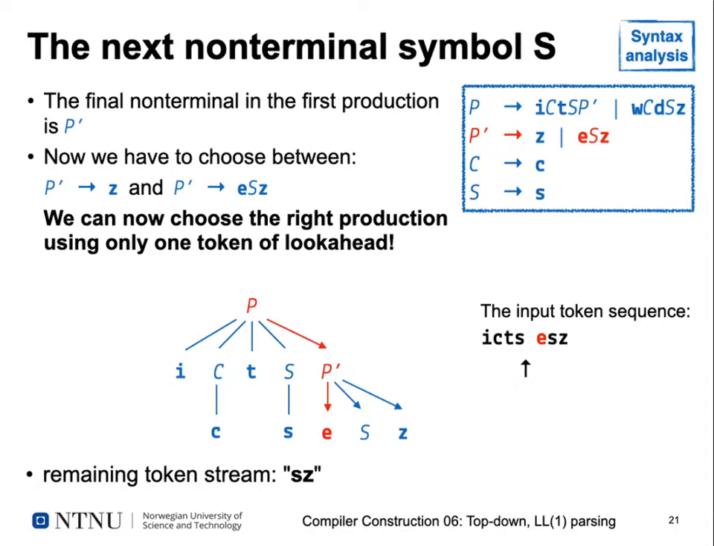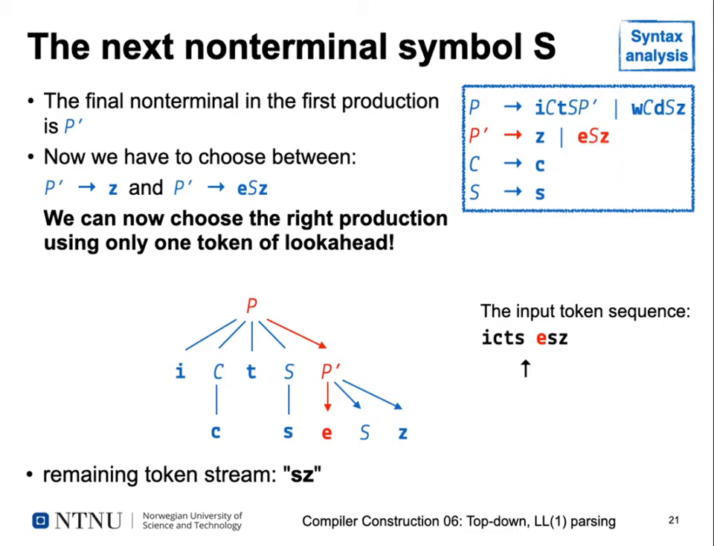The final non-terminal in our first production now is P prime. So now we have to resolve P prime, and we have two choices. P prime can either resolve to a Z or to the sequence E, non-terminal symbol S, and the Z at the end. So now we need to check what's going on. Our next input token in our sequence is an E. If we look at both possible productions for P prime, the first one would have a Z at the beginning, so that doesn't work. The second one has an E at the beginning. Hooray! So now we expand our tree downward again. We choose the second production for P prime.